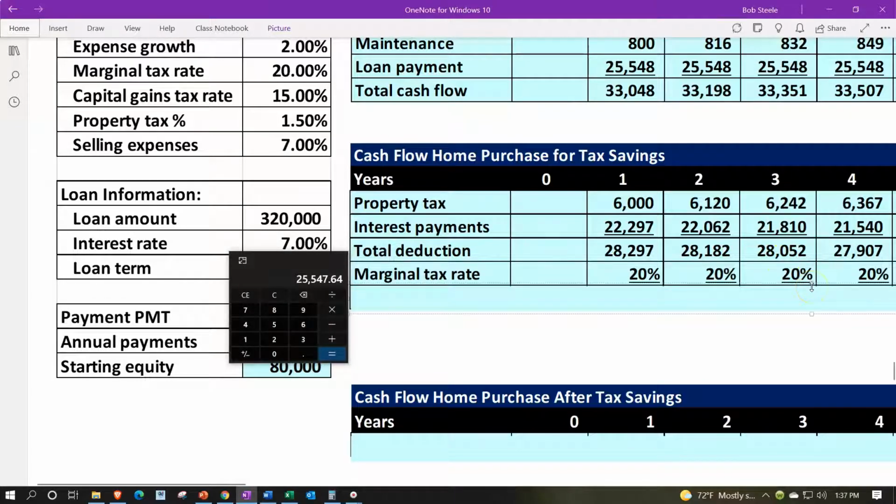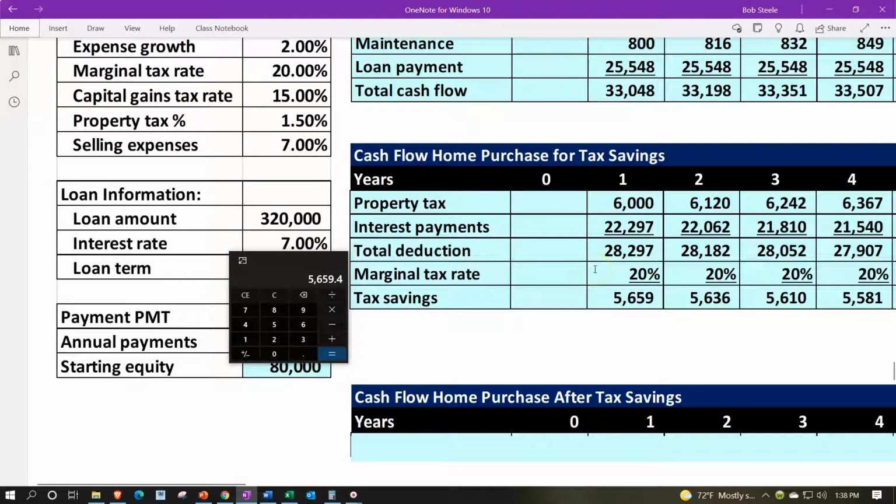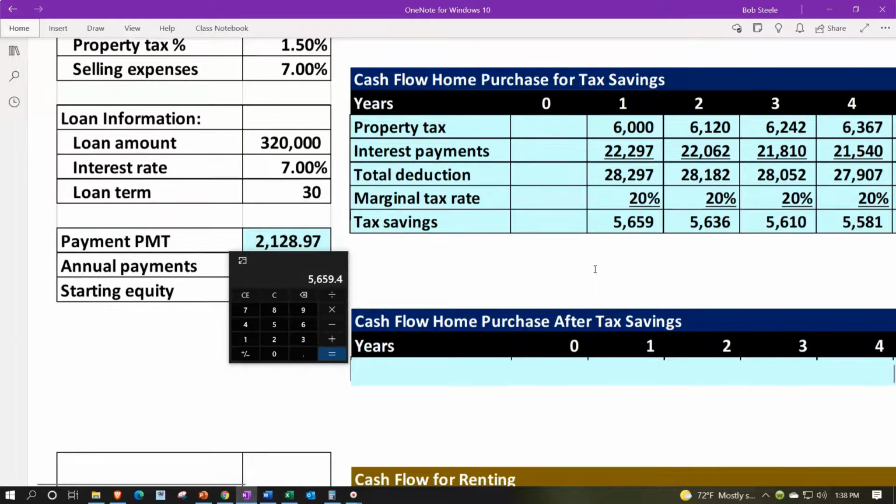Then we use our marginal tax rate, not the average tax rate, but the marginal or top tax rate, and just multiply that out. So if I got a 28,297 deduction times 0.2, then we're going to have a tax benefit of the 5,659. So remember, you really have to run that through tax software to get a good idea of how close that estimate is, and then make any adjustments that you need to do running tax scenarios on it. But we're going to stick with that. That's going to be our tax savings.